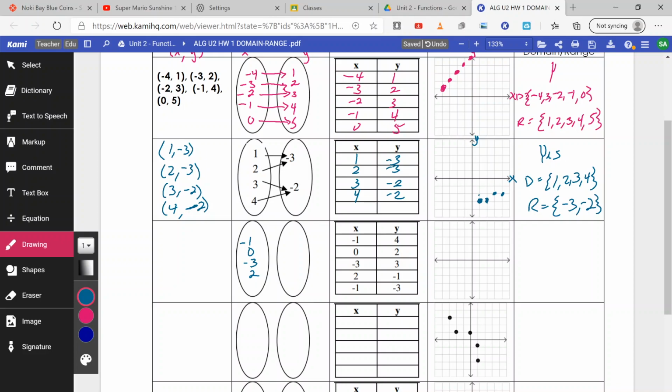If I have the same situation over here, I'm going to put the number once, even if it repeats. So 4, 2, 3, -1, -3. So I'm going to put everything: 4, 2, 3, -1, -3.